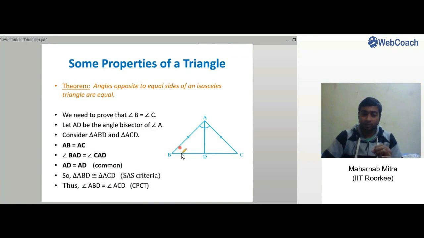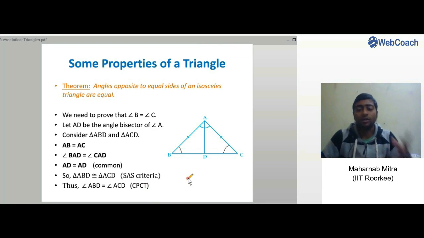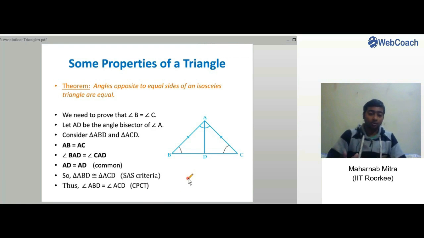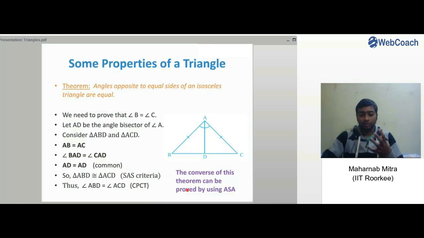So you can tell angle ABD, which is nothing but angle B, is equal to angle ACD. So we have proved by CPCT, or corresponding parts of congruent triangles, that angle B must be equal to angle C by using AD as the angle bisector, right? So we have proved one of the characteristics of an isosceles triangle, which is that the base angles must be equal, right?